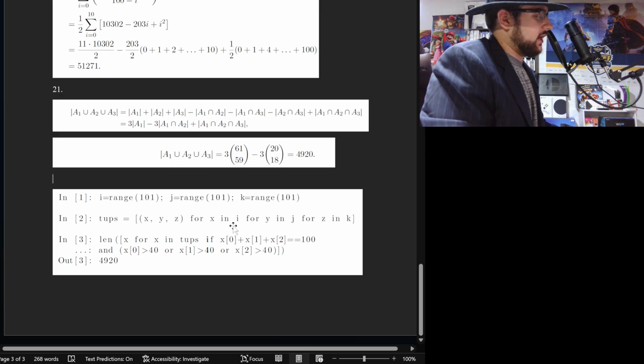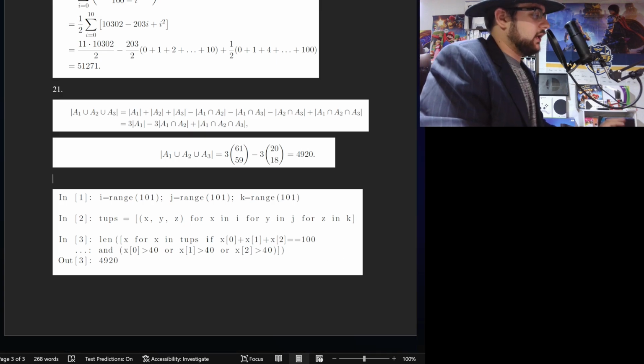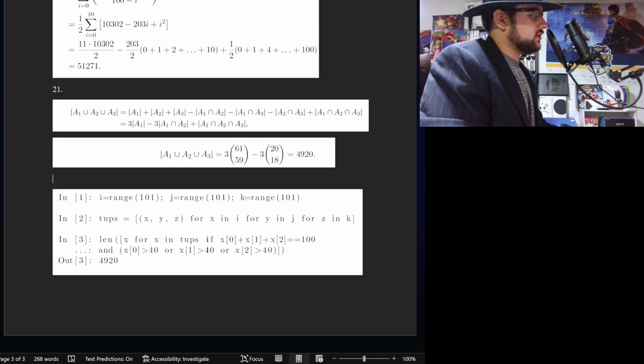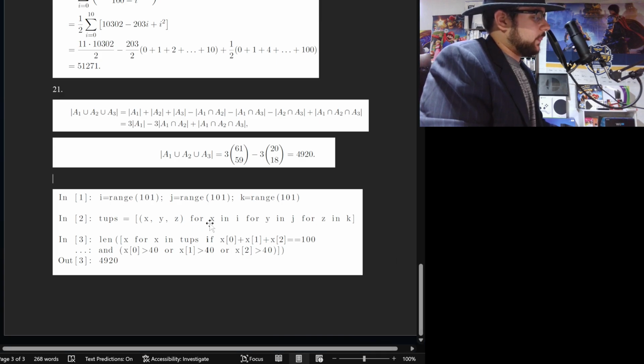But I do have it. I had it saved in my notes here. If you know who it is, then you know. I really appreciate the help with this. But yeah, he's assigned i to the range 101, and j to the range 101, and k to the range 101. Okay, tups is just a variable here with a function he's calling, and then he's calling the length. And he's making an equation out of it.